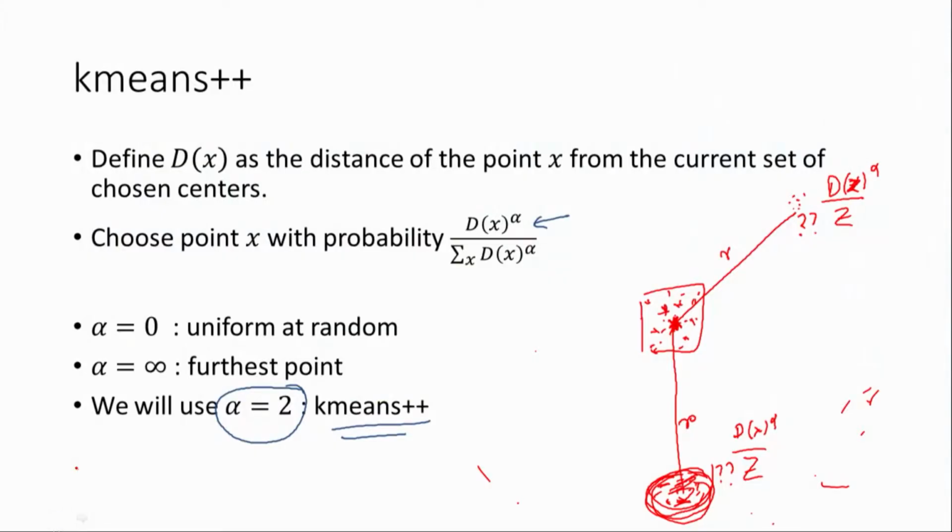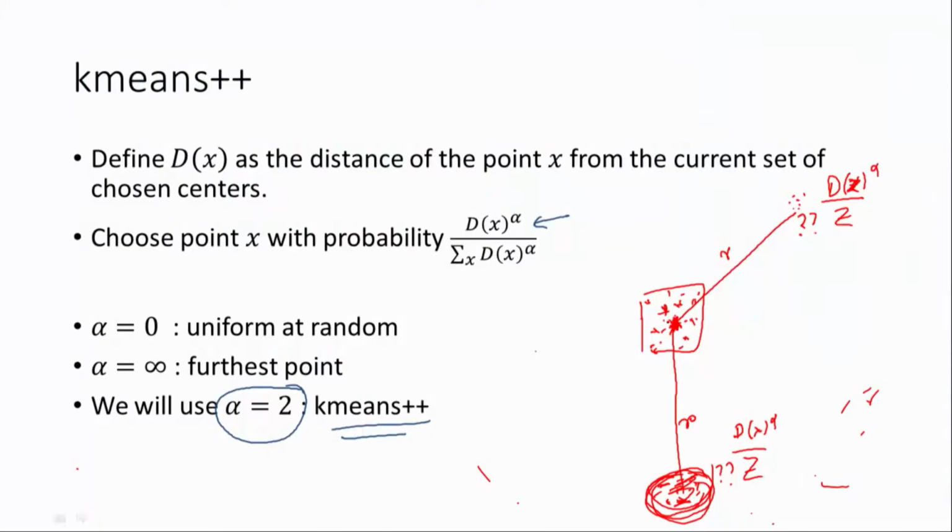So this is really the intuition: it tries to say that I really want to get away from the current set of centers. But I don't want to choose, if there are one or two outliers, I don't want to be choosing them, if possible.